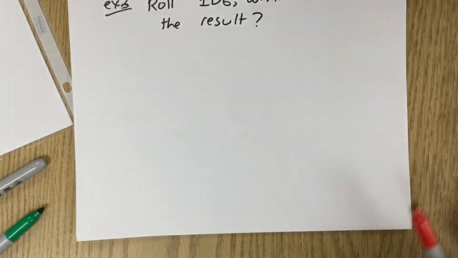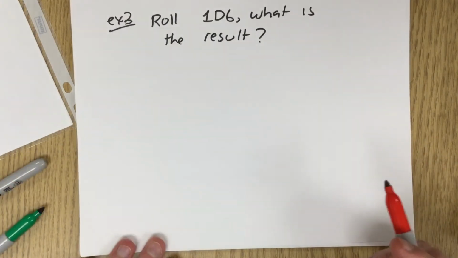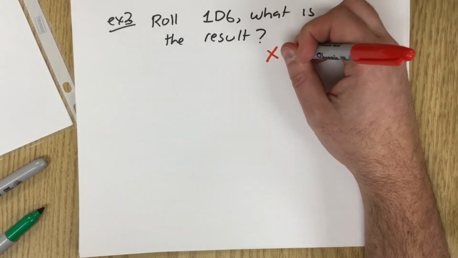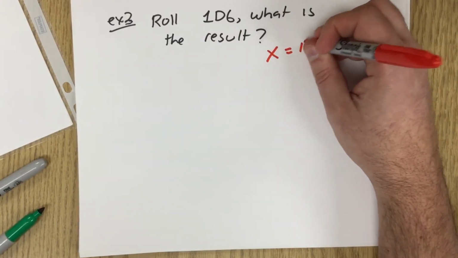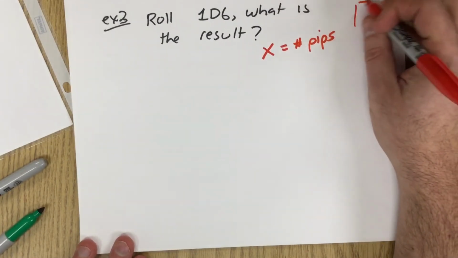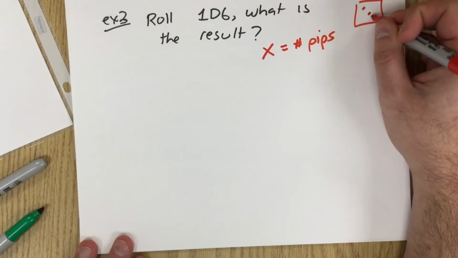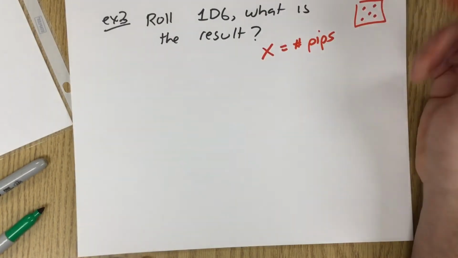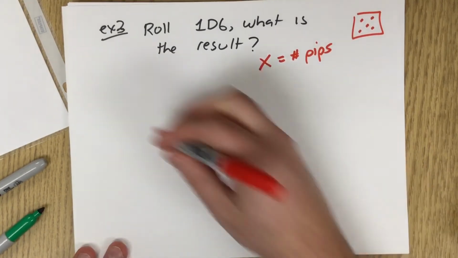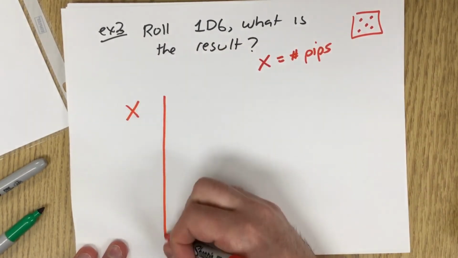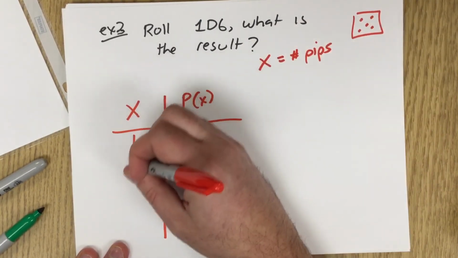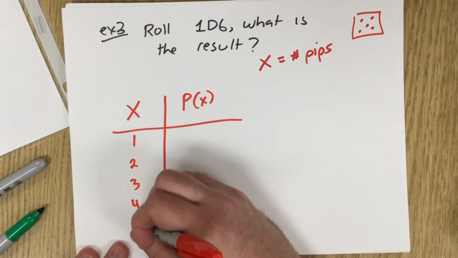Example 3. We roll 1 die. What is the result? I'm going to use a word here. I'm going to say that x is the number of pips. A pip is the dots on the die. So for example, when you roll a 5, what you have is you see 5 pips on the die when you roll it. Okay, so we have x, and we have the probability of x. As x is the number of pips, or essentially what are we rolling? So we can roll 1, 2, 3, 4, 5, or 6.